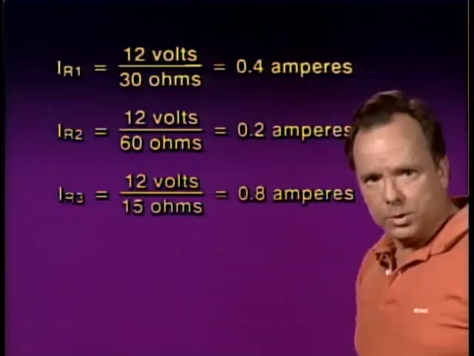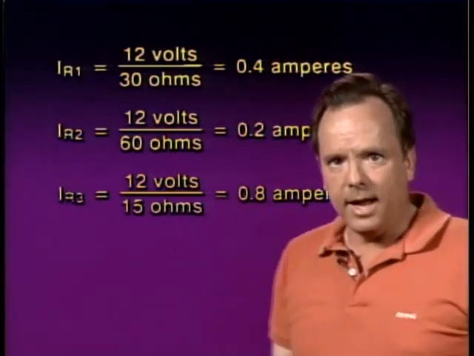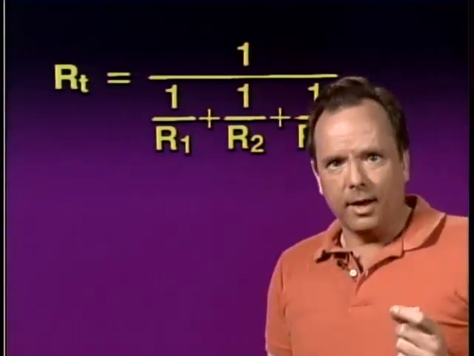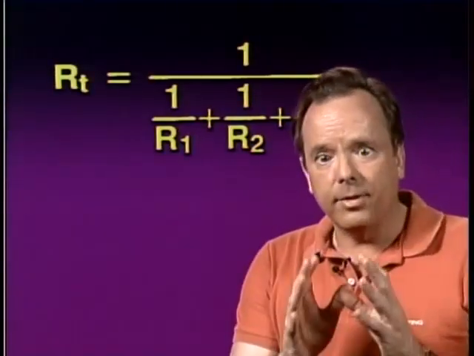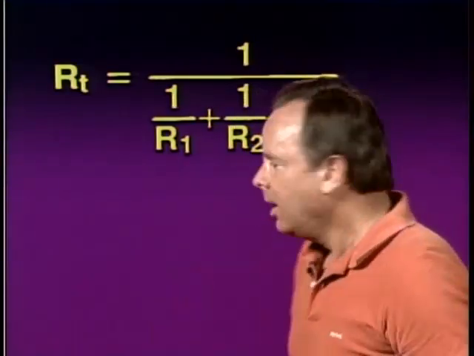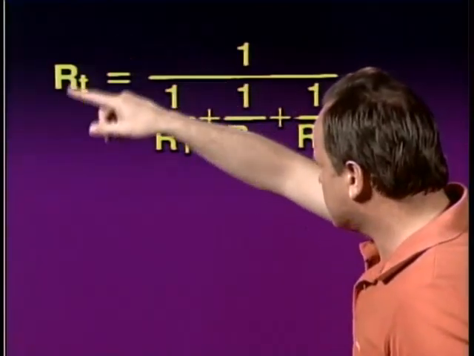Well, with your electronic calculator, 12 divided by 30 comes out to 0.4 amps. 12 divided by 60 comes out to 0.2 amps. 12 divided by 15 comes out to 0.8 amps. So to get the total current through the entire thing, you add them up. 8 and 2 is 10, and 4 makes 1.4 amps. So the total current through that circuit was 1.4 amps.